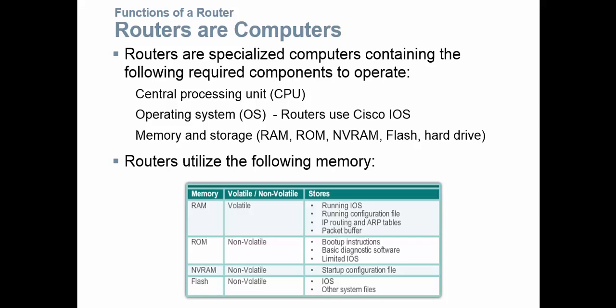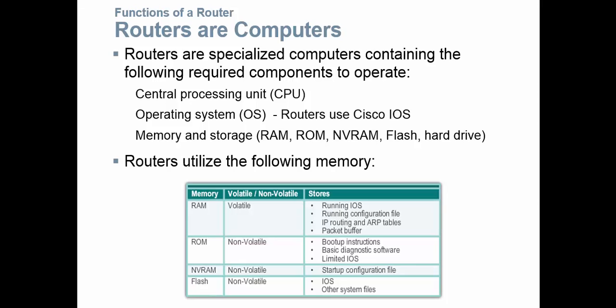Memory and storage, we have several different types. We have RAM, ROM, NVRAM, flash, and hard drive. So for RAM, it's volatile, just like it is on your PC or your laptop. It's running the IOS, it's running the configuration file, it has your IP routing and your ARP tables, and it does your packet buffers. Next we have ROM. ROM is non-volatile, so that means it doesn't disappear. It has your boot up instructions, it has basic diagnostic software, and it has a very limited IOS on it.